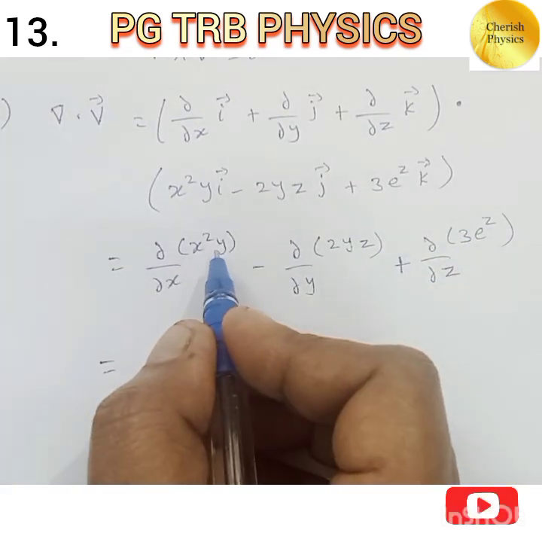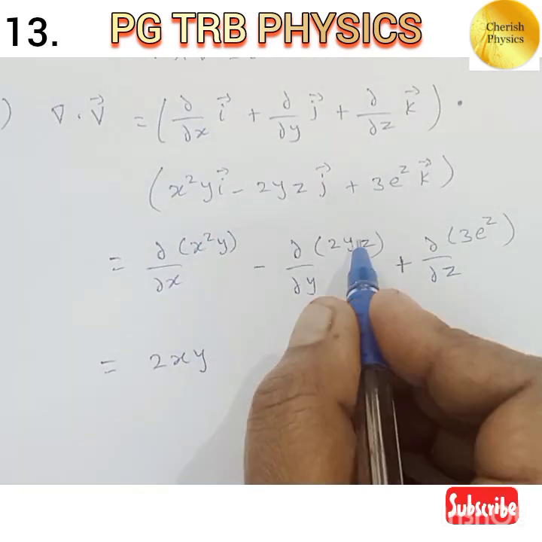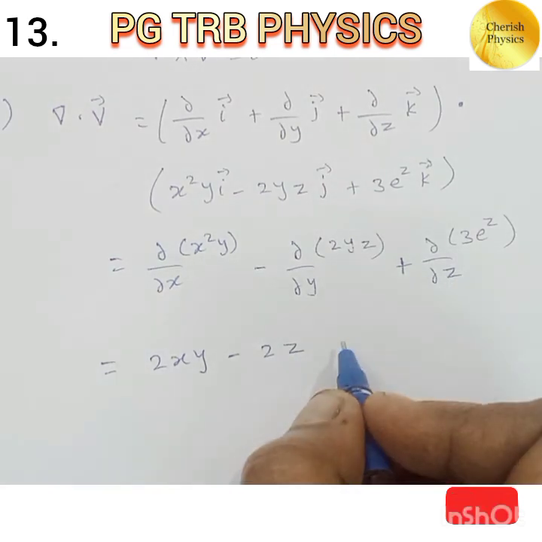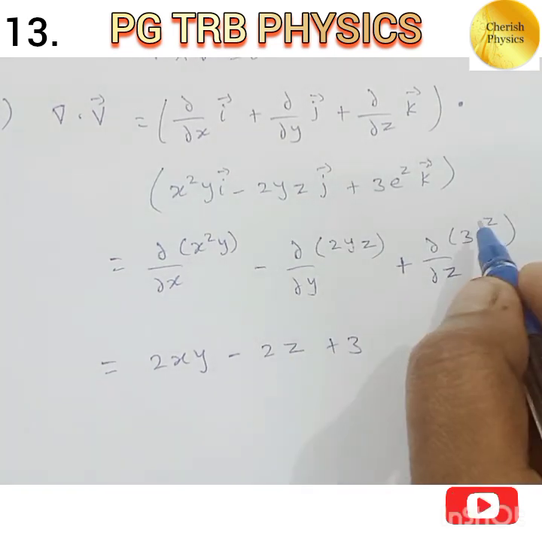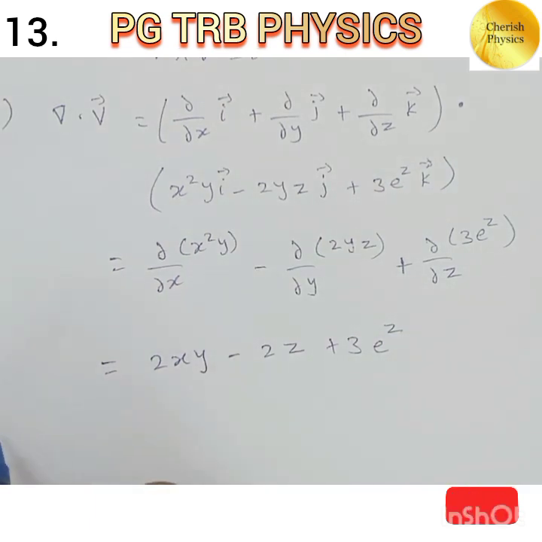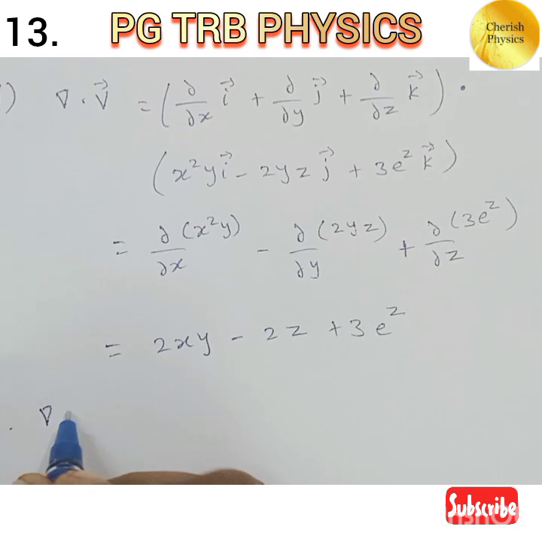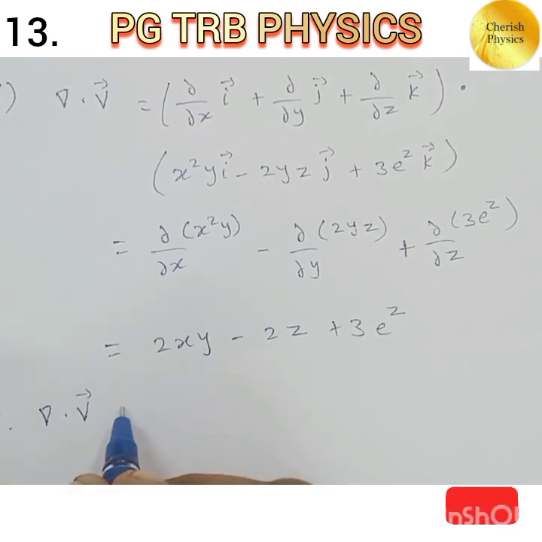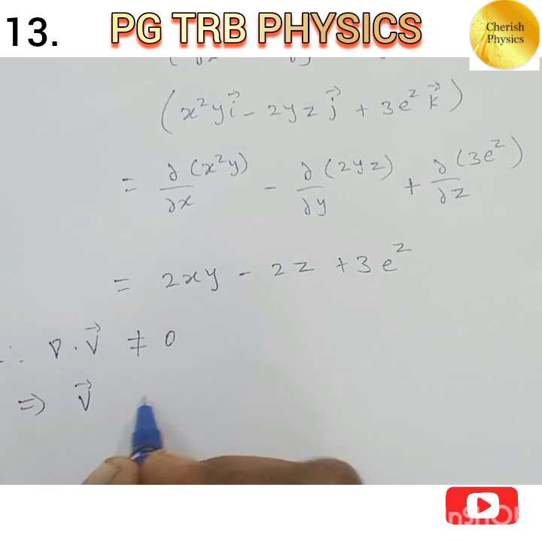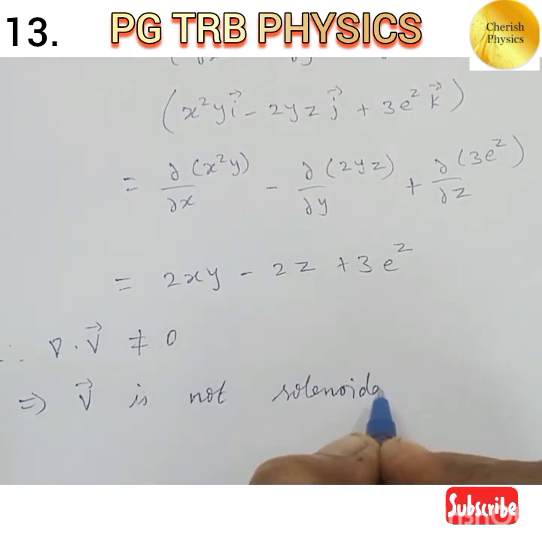In the first term, let us take y outside. If we differentiate x squared, we get 2x. In the second term, let us take 2z outside and dou y by dou y is 1. In the third term, we have to differentiate e to the power z, and the differentiation value is also e to the power z. So we get 2xy minus 2z plus 3 into e to the power z, which is not equal to 0. So the vector V is not solenoidal.